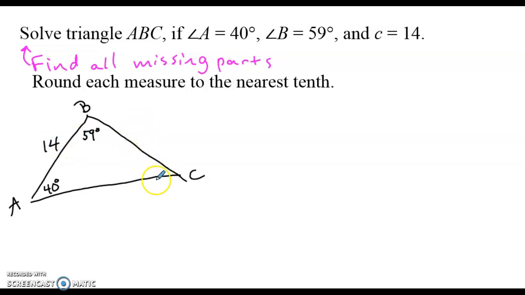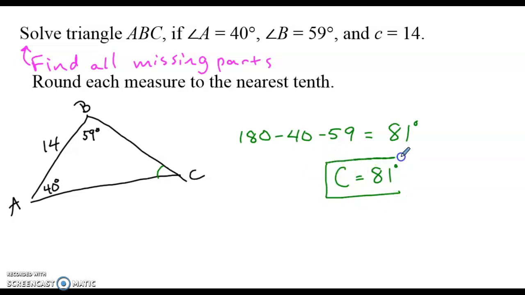And now I want to find these missing parts, all the missing sides and the missing angle. The easiest of those to find is this missing angle right here, angle C, because we should know that all the angles in a triangle add up to 180 degrees. So all I have to do is subtract from 180, and I will get 81 when I do that, which means angle C is 81 degrees, and there's one of my missing parts that I have found, 81 degrees.